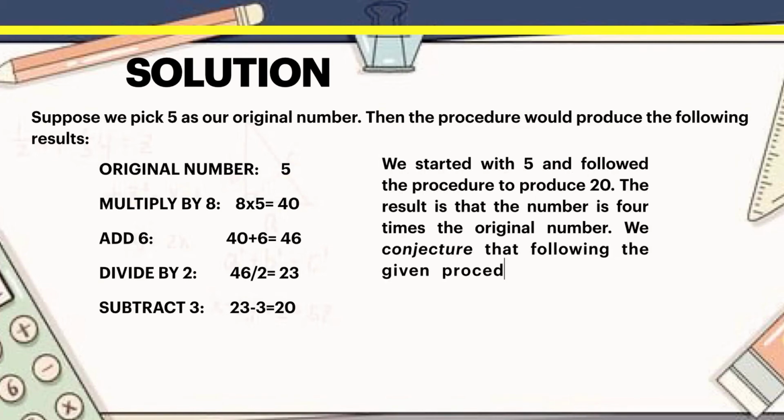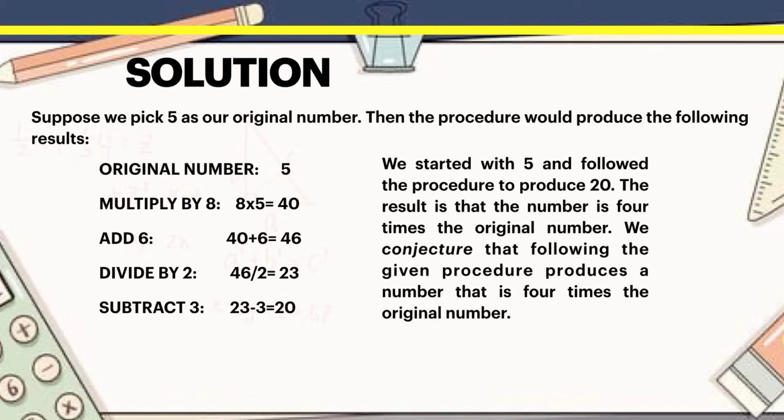Now, we started with 5 and then followed the procedure to produce 20. The result is that the number is 4 times the original number. We conjecture that following the given procedure produces a number that is 4 times the original number. And what do we mean by that? Just by looking at it, we started with 5 and followed the procedure to produce 20. So by following the procedure, we can come up with our own pattern, which is 5, 10, 15, and then 20. Now, 20 is 4 times the original number, 5.